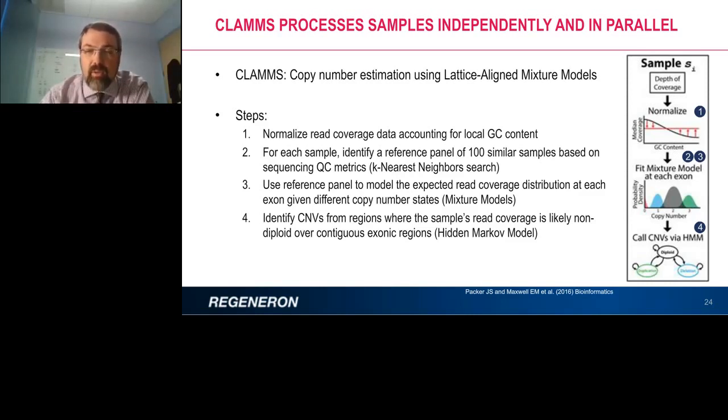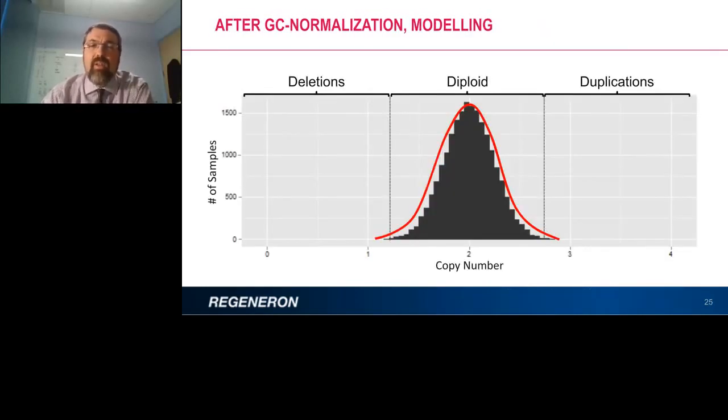And I'll show you a cool cartoon example of that, where we can identify what the expected copy number state for a given individual in the distribution is, and then stitch those together with a hidden Markov model into contiguous exonic regions. So here's the cartoon of the way this works. If you're a person with a diploid genome and we've sampled your genome in this region of copy number 2, you could see a coverage distribution for a number of samples that looks something like this, and you can easily fit a unimodal, nice normal distribution there.